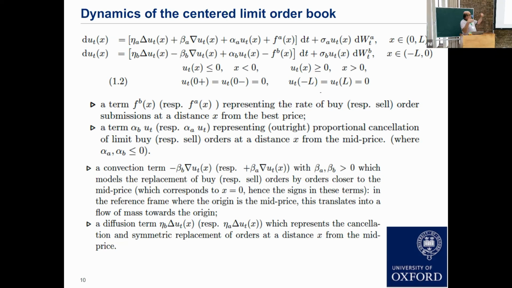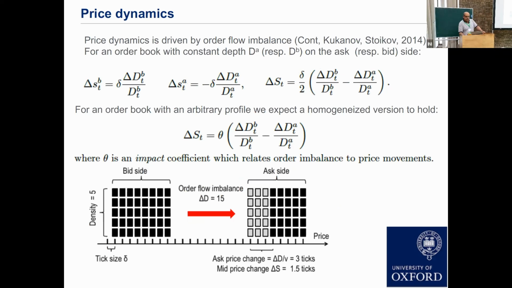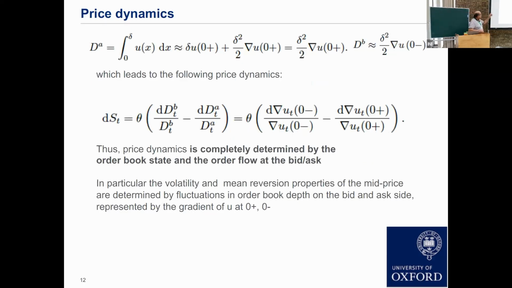You get a convection term towards the interface, and then at the interface, the two fluxes meet, and there's an interaction which leads to a dynamics for the boundary, which is driven completely by the imbalance between the buy and sell flux at the boundary. If you work this out, the price, what we call the price, will follow an equation of this type. It's driven by the gradients of these two functions on the right and left, and in general the left and right derivatives do not match, so you have a non-trivial dynamics for the boundary.